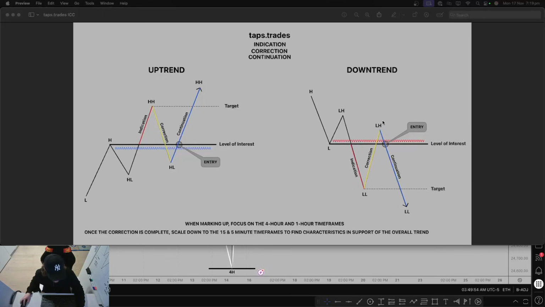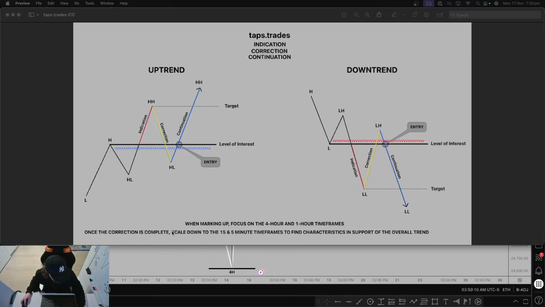So now we've got another piece of information confirming that we are on a downtrend because it's not breaking the previous lower high here, is it? Excellent. So we've got second phase done. We've got indication, we've got correction. Now for the third phase.